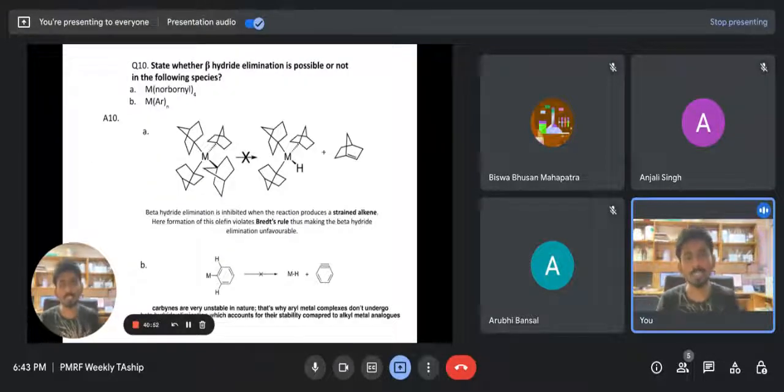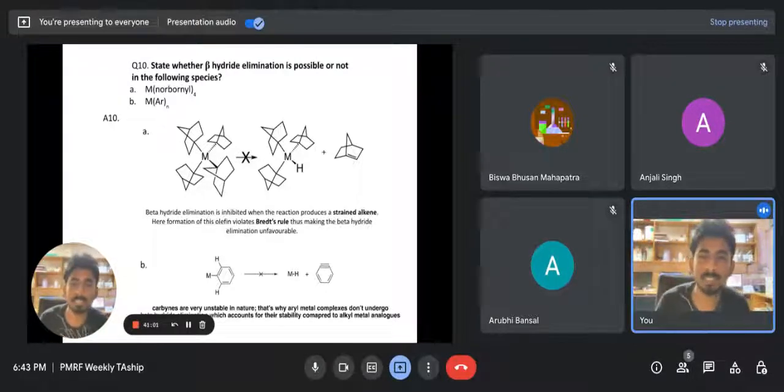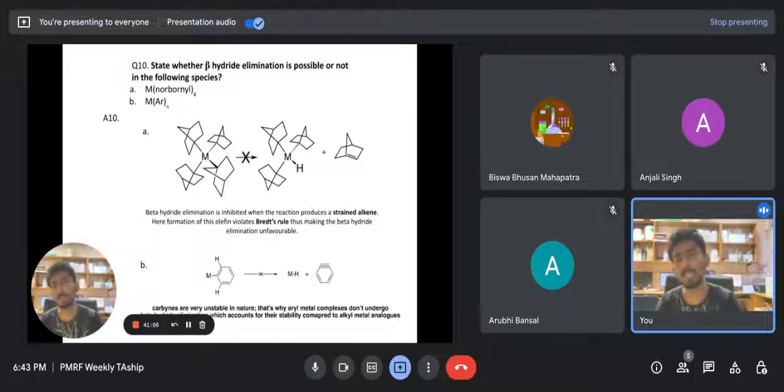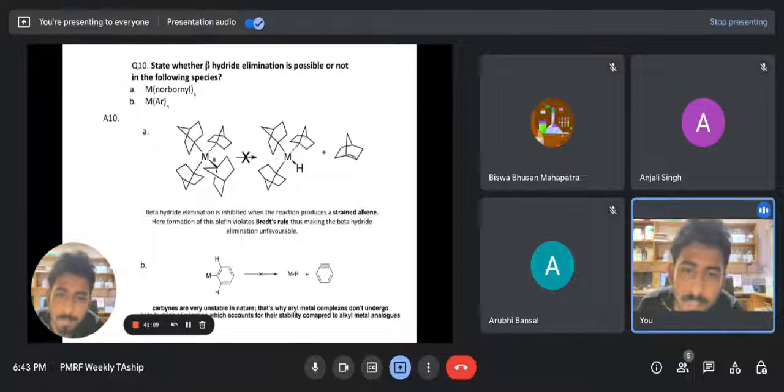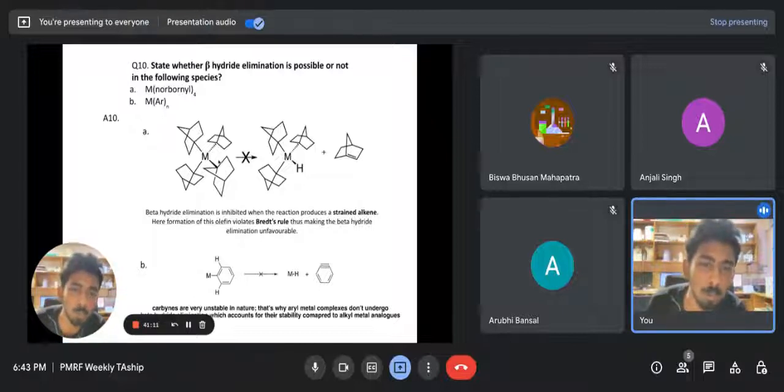So the next question: we are coming back to beta hydride elimination. What is beta hydride elimination? I have taken two sets of compounds. Firstly, the metal norbornyl whole 4. Secondly, the metal aryl whole n. This n can be anything. So here I have depicted a metal atom coordinated with 4 norbornyl groups.